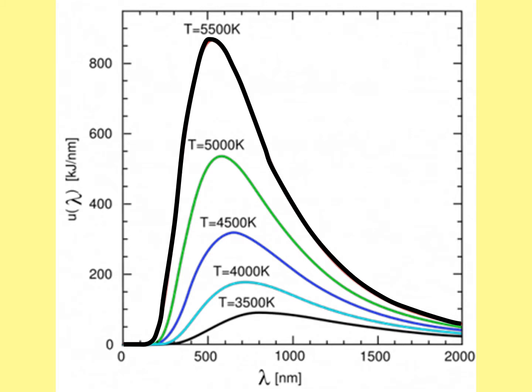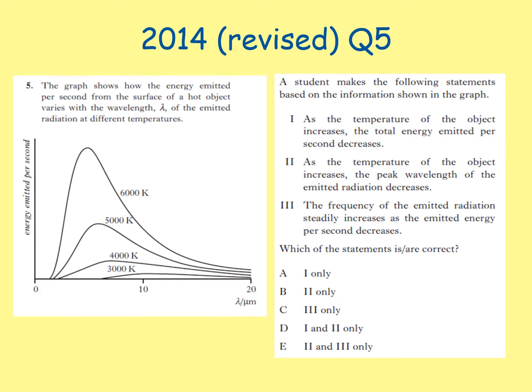This is a large version of the graph there. You can see that for all of the temperatures, the shape of the graph looks roughly similar. We can see that the peak wavelength decreases as our temperature is increasing, and again, as our temperature is increasing, our intensity, which is our y-axis, is also increasing. The graph shows how the energy emitted per second from the surface of a hot object varies with the wavelength of the emitted radiation at different temperatures.